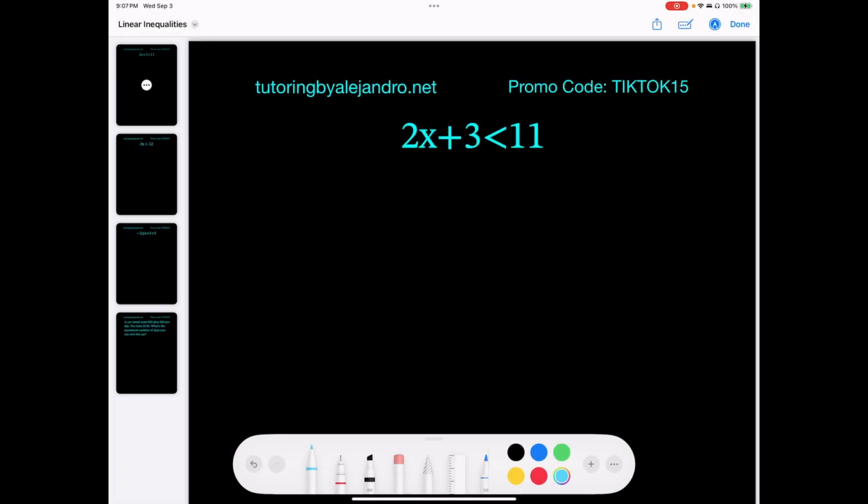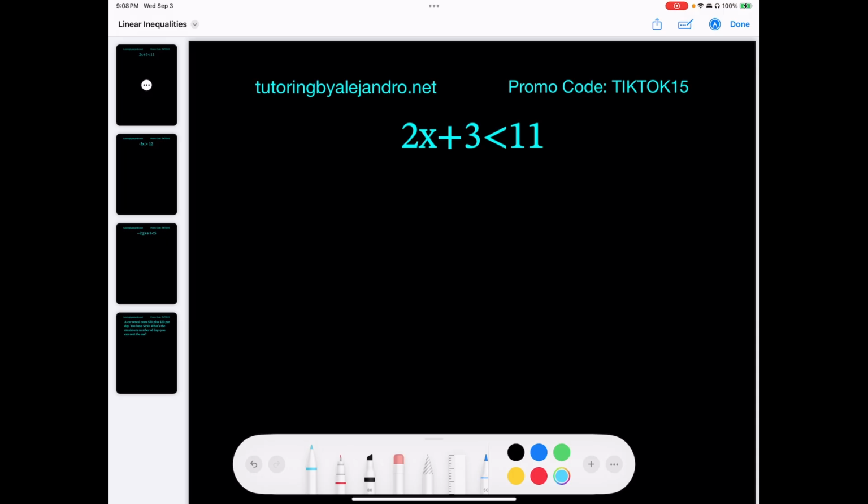In this video, I'll show you step by step how to solve linear inequalities. These are just like solving equations, but with one important twist that you can't forget. Okay, so let's dive in. Let's start with something simple. So we have 2x plus 3 less than 11.